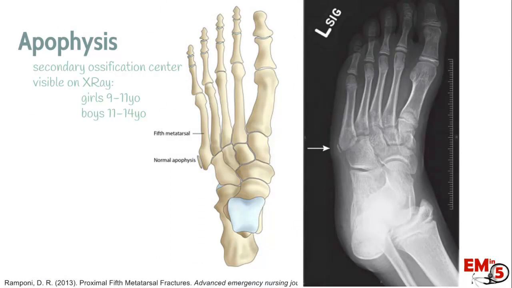This is the apophysis. It's a secondary ossification center that's normal, and it starts to be visible on x-rays in girls who are around 9 to 11 and boys between 11 and 14. It's a normal finding, and the thing to differentiate it from the avulsion fracture is that it's more parallel, whereas the avulsion fracture is perpendicular.